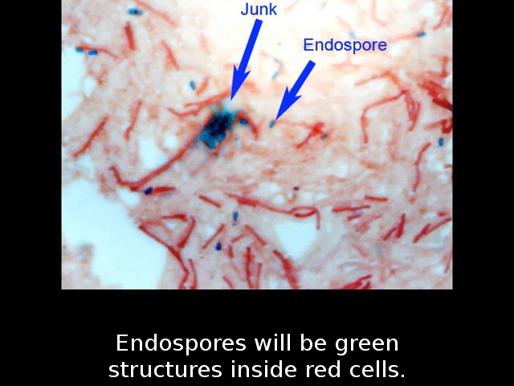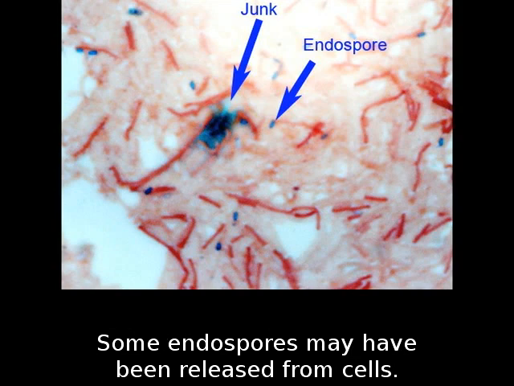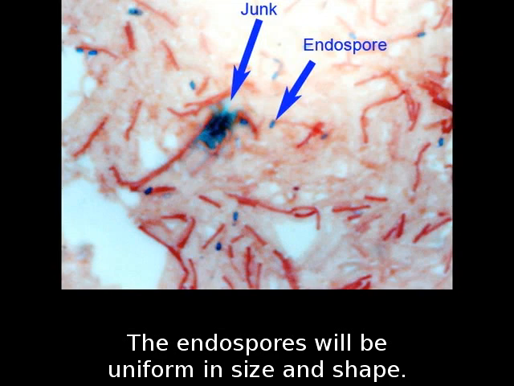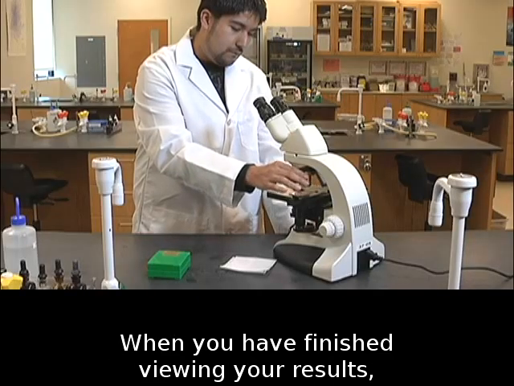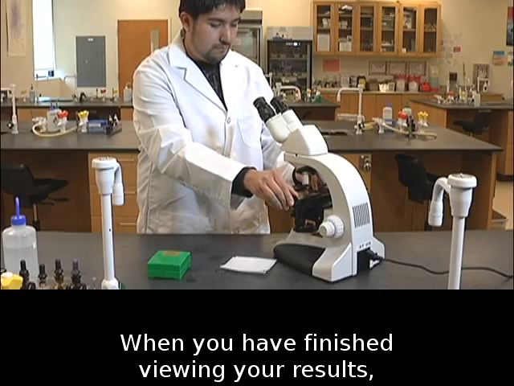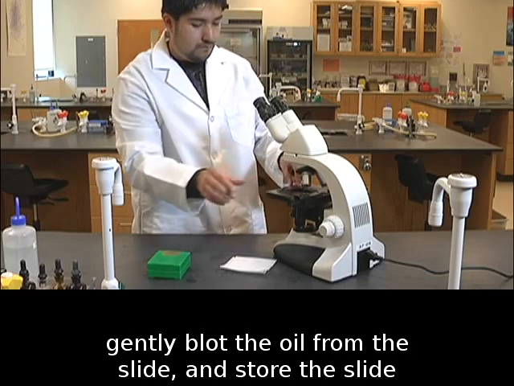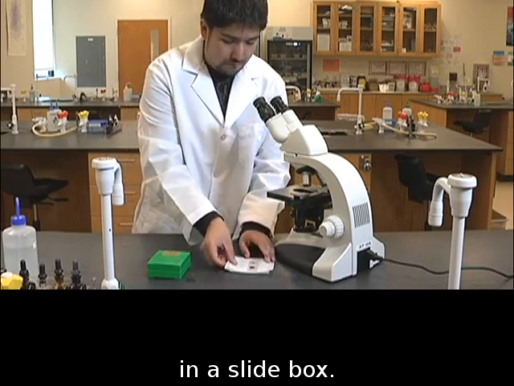Endospores will be green structures inside red cells. Some endospores may have been released from cells. The endospores will be uniform in size and shape. Green debris will be various shapes. When you have finished viewing your results, gently blot the oil from the slide and store the slide in a slide box.